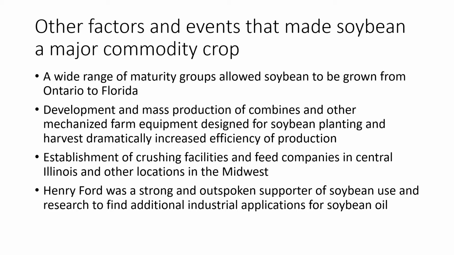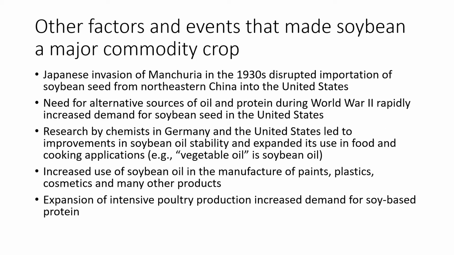And as I mentioned before, Henry Ford was a very public and outspoken supporter of soybean use and finding new ways to use the oil and to improve the farming techniques used to produce soybean. As I mentioned earlier, the Japanese invasion of Manchuria in the 1930s disrupted a major source of soybean seed that was being imported into the United States. So with that need for alternative seed sources, there was a great increase in production in the United States, especially after the start of World War II.